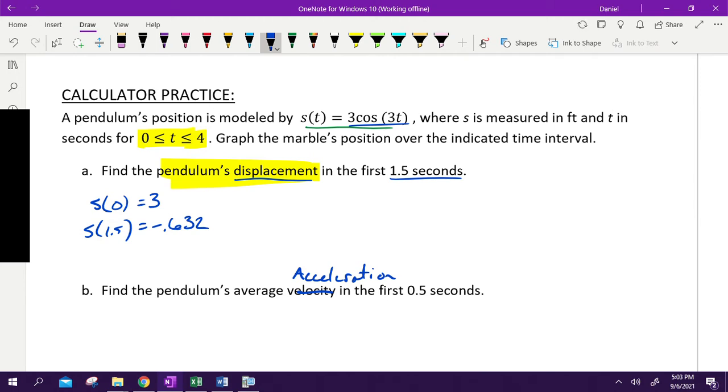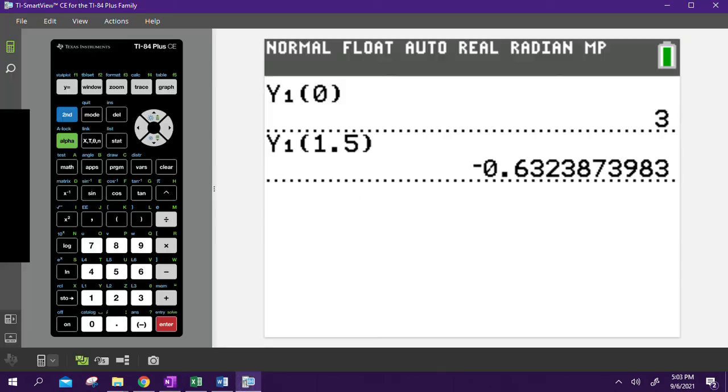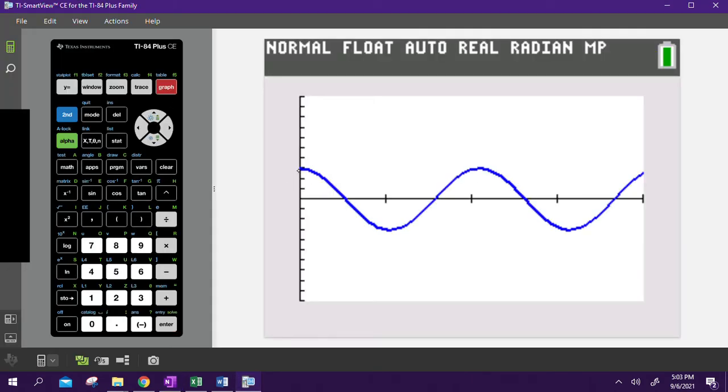What do I want to do to find displacement? Remember, we're going end minus start. So it's negative 0.632 minus 3 gets me negative 3.632. That is my displacement. And again, if it makes sense on my graph here, I started this way, and I'm going to go back to right about there. So since I'm further negative than I started, it should make sense that my displacement is negative.